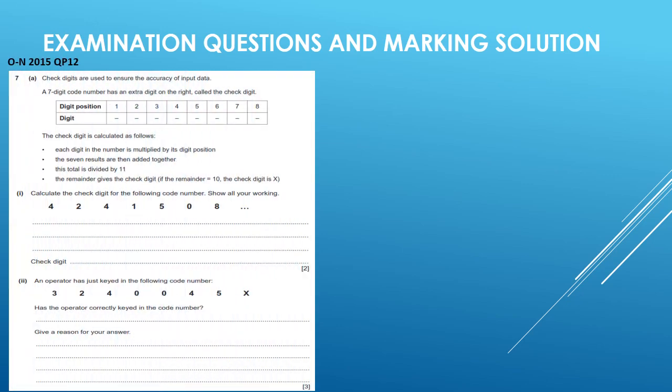This is question number 7 from paper October-November 2015. Question paper is 1-2. This is variant 1-2. Okay. A part: check digits are used to ensure the accuracy of input data. An extra digit on the right, so this is the right side, is called the check digit. Okay, so you just need to see this digit position.